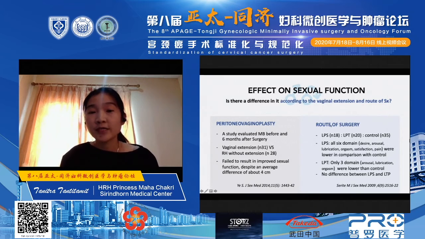For route of surgery, a small study compared laparoscopy, laparotomy, and a control group. The results showed the patients in the laparoscopic group were lower in all 6 domains compared with the control group. The 6 domains were desire, arousal, lubrication, orgasm, satisfaction, and pain. But the patients in the laparotomy group were lower than control in only 3 domains, which are arousal, lubrication, and orgasm. However, comparing laparoscopy and laparotomy, there was no difference.